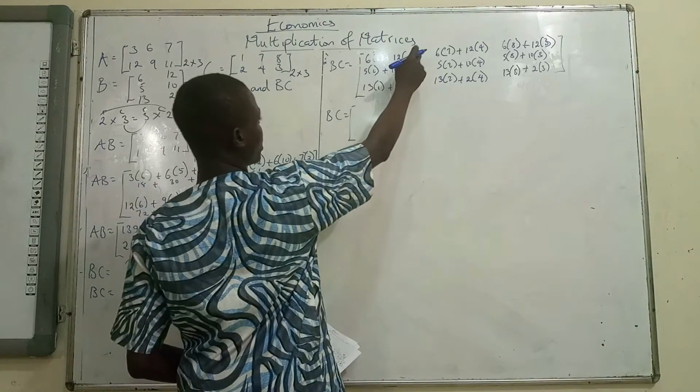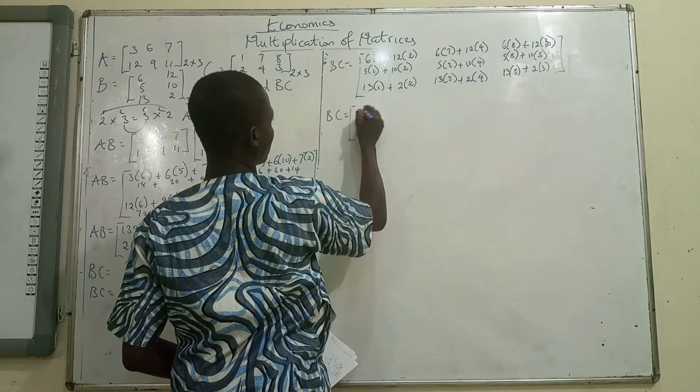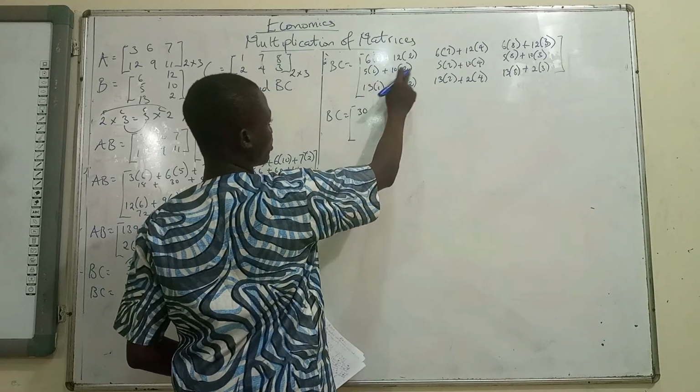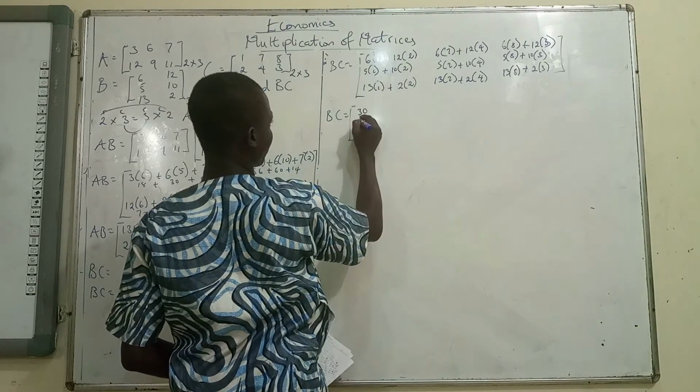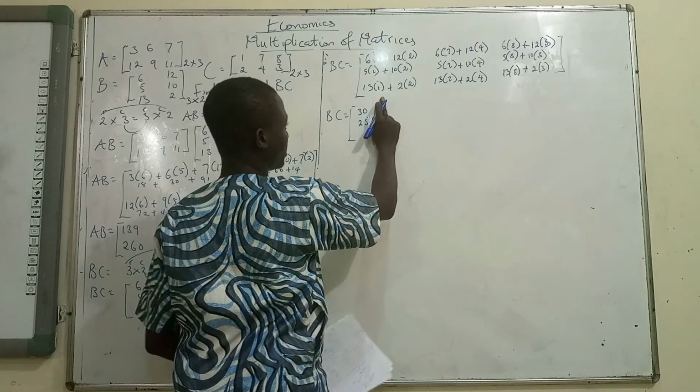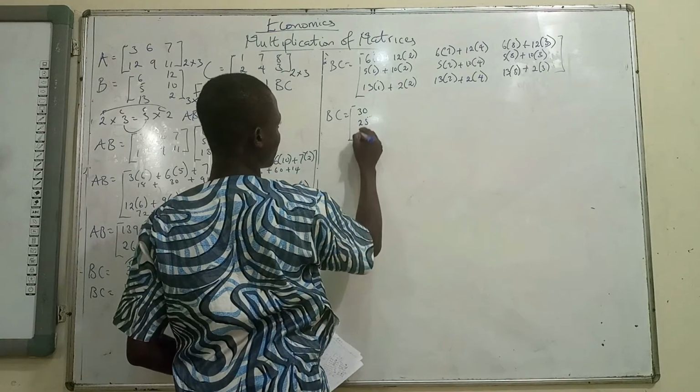So 12 times 2 is 24. 24 plus 6 is 30. 5 times 1 is 5. 10 times 2 is 20. 20 plus 5 is 25. 13 times 1 is 13. 2 times 2 is 4. 13 plus 4 is 17.